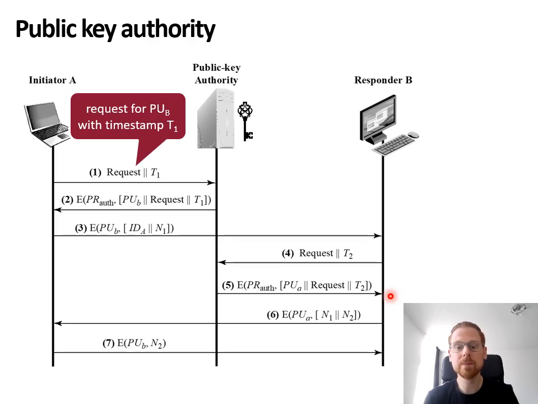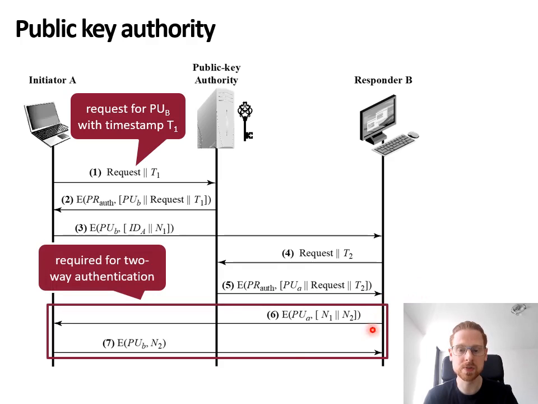At this point, both A and B have each other's public key, but they have not done two-way authentication. This is done in the last two steps, step 6 and 7. First, B will use A's public key to send back the nonce N1 and also send a second nonce N2. A will be able to decrypt the message with its own private key, receiving back nonce N1 and knowing now for sure that it's communicating with B.